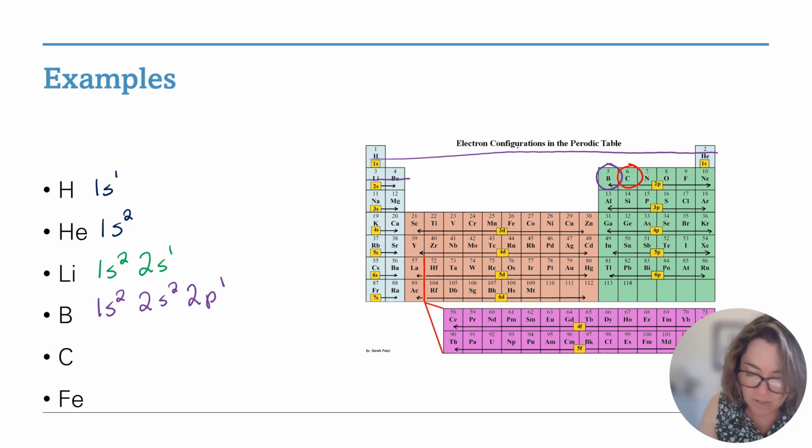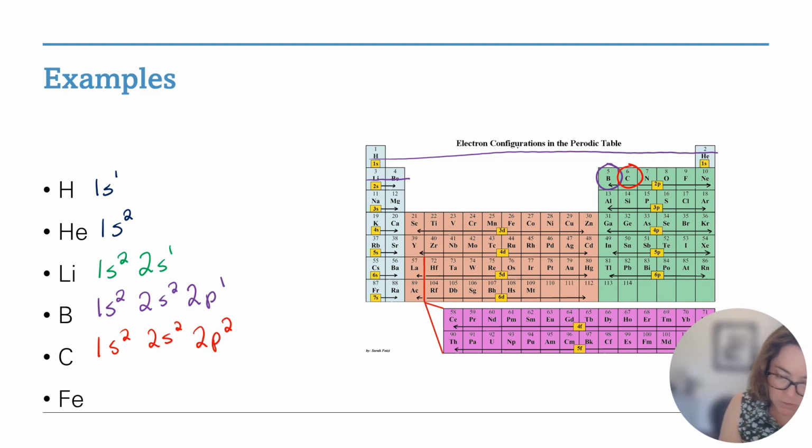So carbon's going to follow just like we did with boron. I'm just 1 space over. So 1s2, 2s2, 2p2. Now, the last one I have here is a slight bit of a challenge. Notice, so iron is right here.